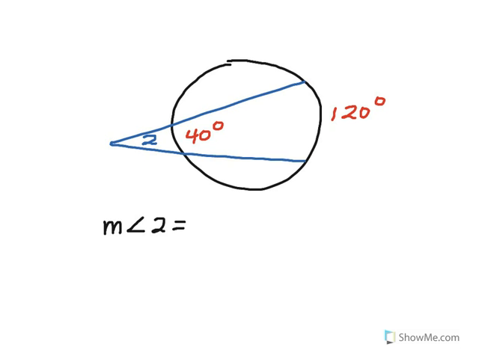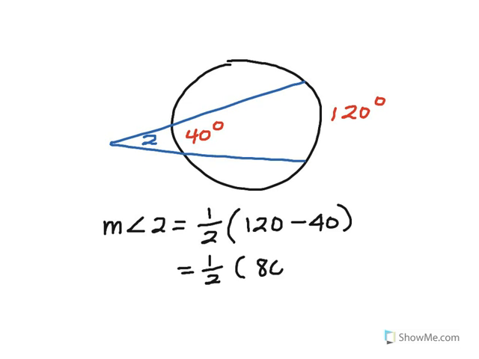All right, in this next example, I have two secants drawn through a circle from an external point. So the measure of angle 2 is going to be half the difference between the intersected arcs. So half of 120 minus 40 degrees, or 1/2 of 80 degrees, or 40 degrees.